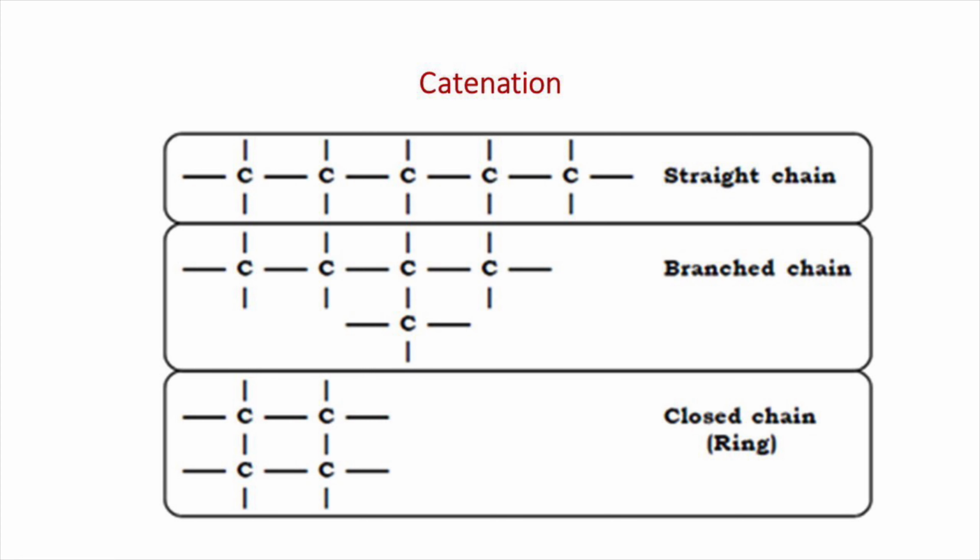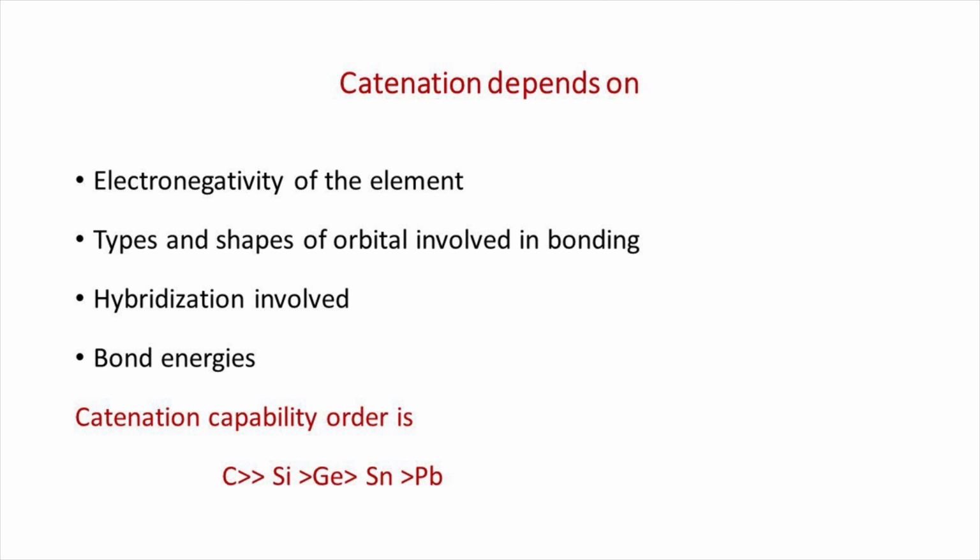Silicon has much less capacity for catenation than that of carbon. The silicon linkage is up to 10 silicon atoms. Germanium has a little lower tendency to catenate, while tin and lead show virtually no tendency for such type of self-linkage. Catenation capability depends on electronegativity of the element, types and shape of orbitals involved in bonding, hybridization involved, and bond energies. The carbon-carbon bond energies are much higher compared with those of silicon-silicon, germanium-germanium, tin-tin, and lead-lead bonds.